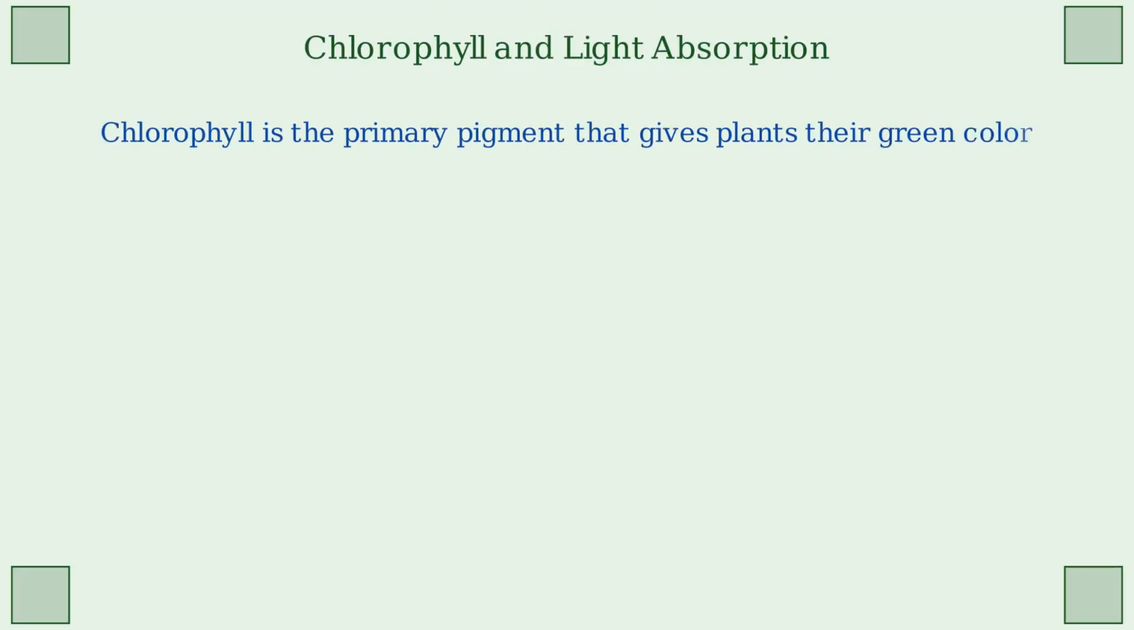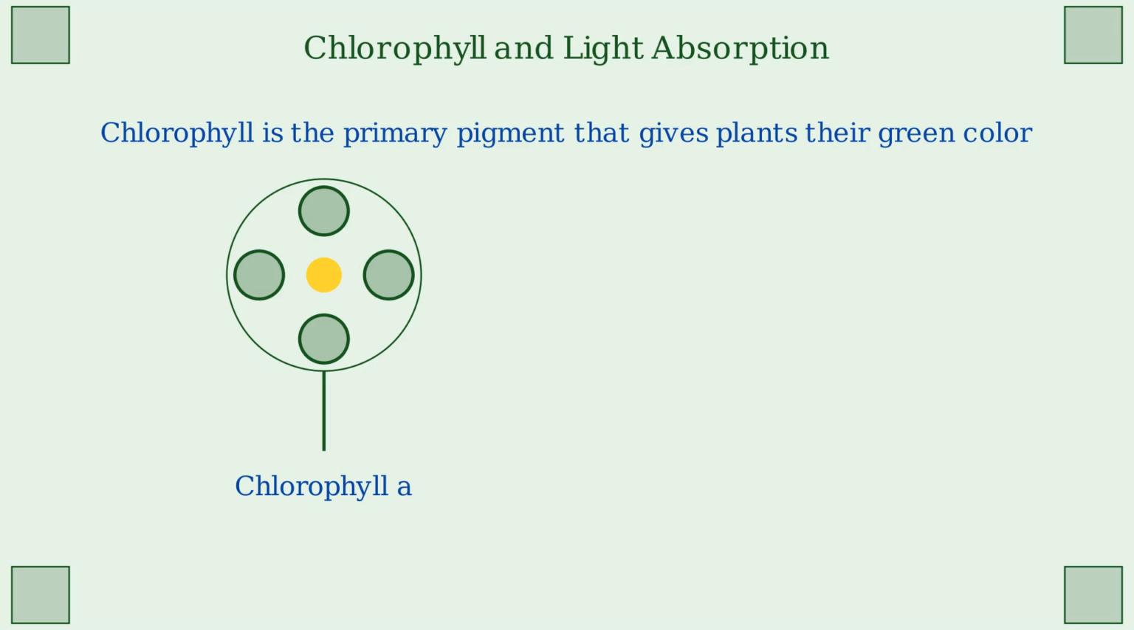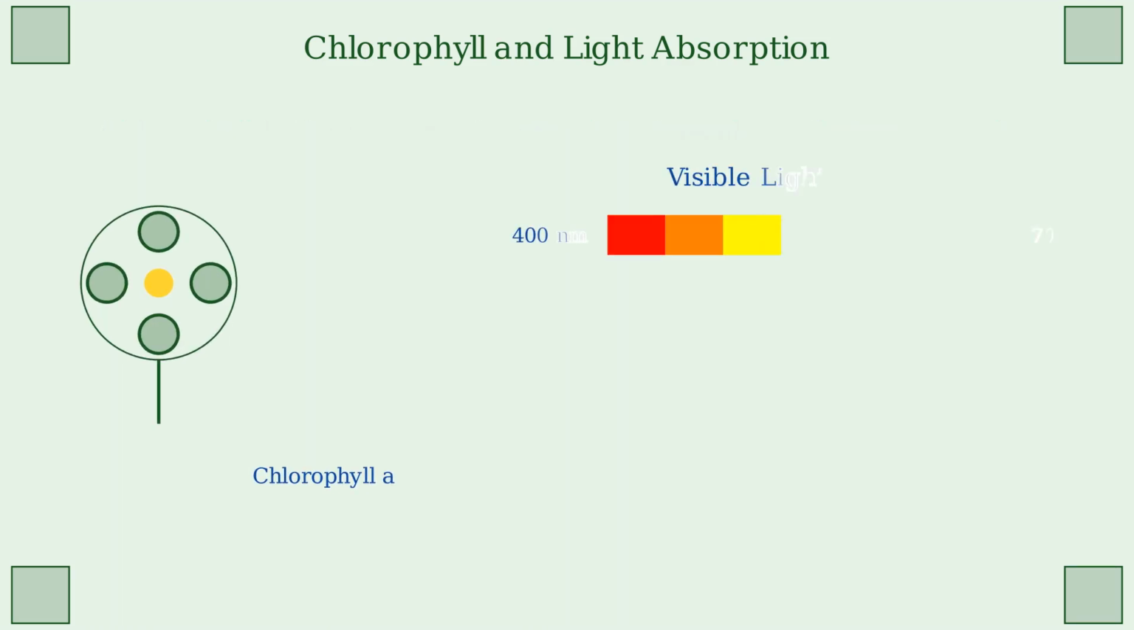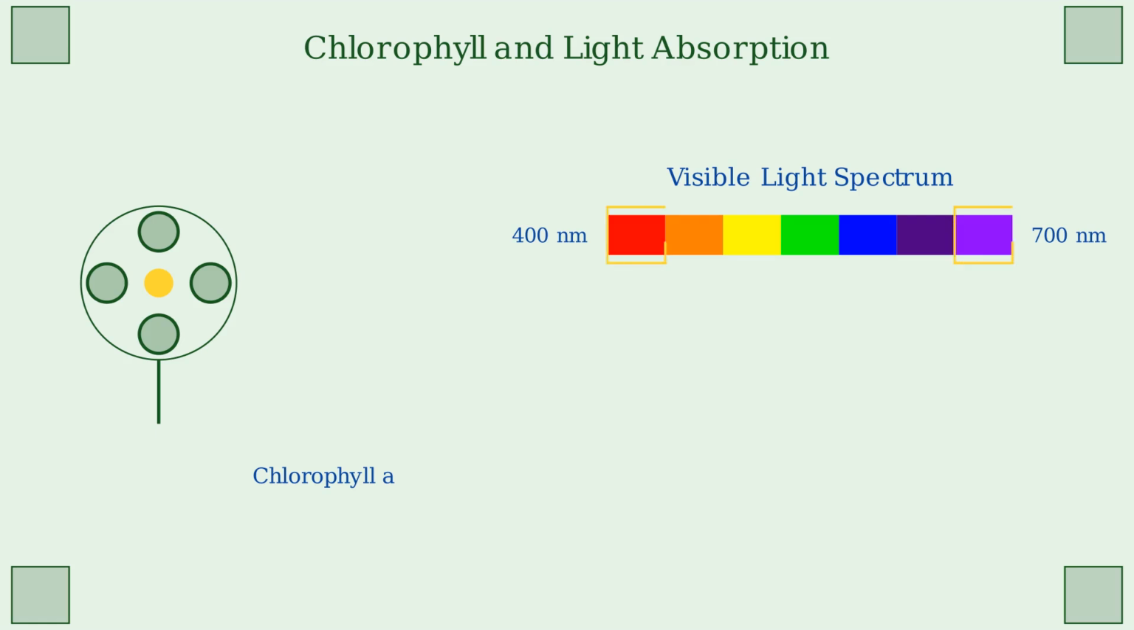Chlorophyll is the primary pigment responsible for giving plants their characteristic green color. Chlorophyll is a complex molecule with a ring structure containing a magnesium atom at its center. This structure is crucial for capturing light energy during photosynthesis. Chlorophyll primarily absorbs blue and red wavelengths from the visible light spectrum. It reflects green light, which is why plants appear green to our eyes.